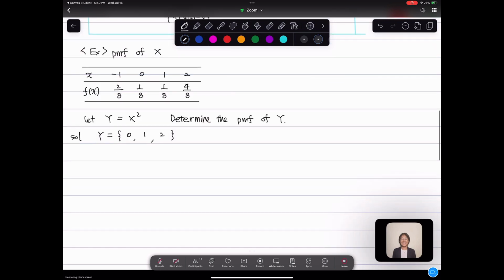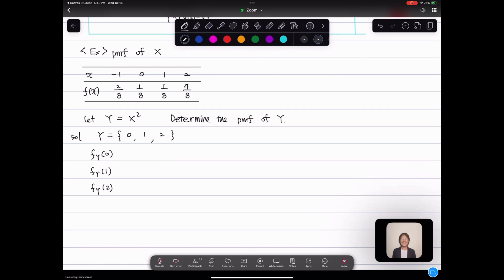So let me get it. Properly, let's get f of y. I have to start one by one. I want f of y of 0, and I want f of y of 1 and f of y of 2 to get the complete distribution.